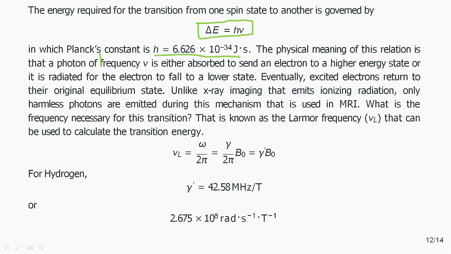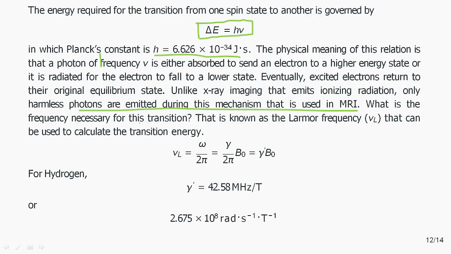So, eventually excited electrons return to their original equilibrium state by radiating that amount of energy, and that radiation frequency is in terms of nu. So, unlike X-ray imaging that emits ionizing radiation, only harmless photons are emitted during this mechanism that is used in MRI. So, these are harmless.